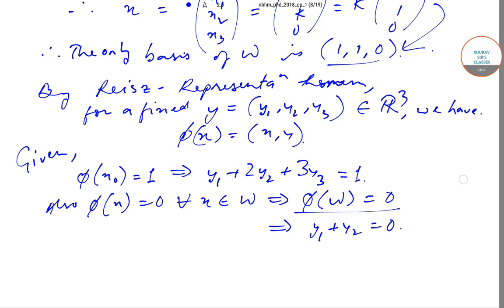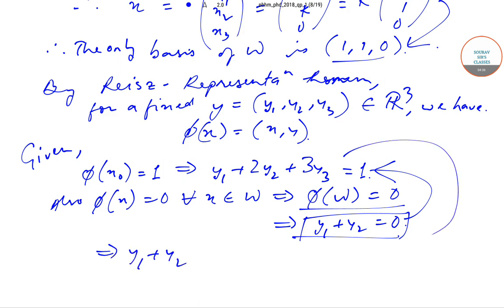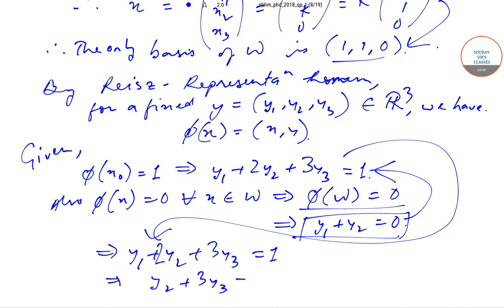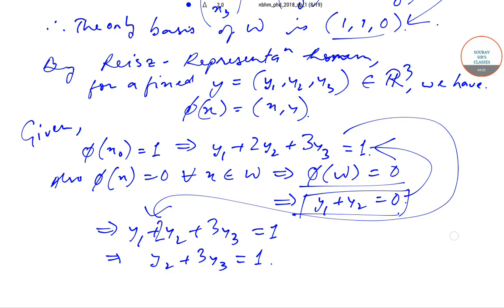So if y1 plus y2 is equal to 0, then if we use this condition over here, then we can write that y1 plus y2 plus twice of y3 is equal to 1. Now y1 plus y2 is equal to 0. So this will give us y2 plus thrice of y3 is equal to 1.